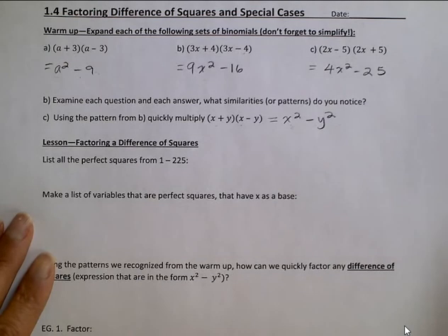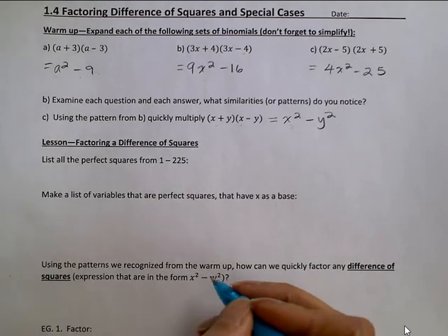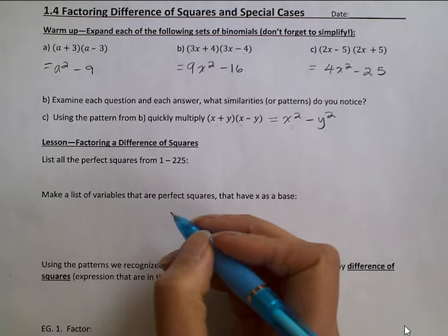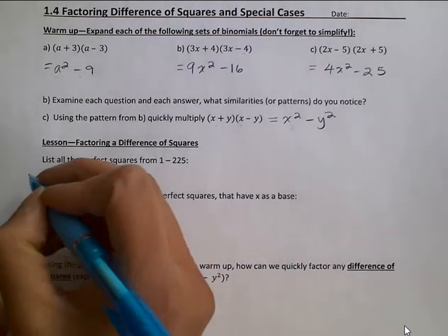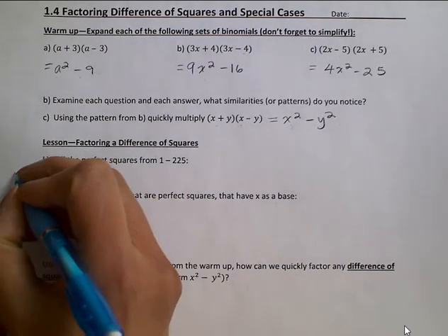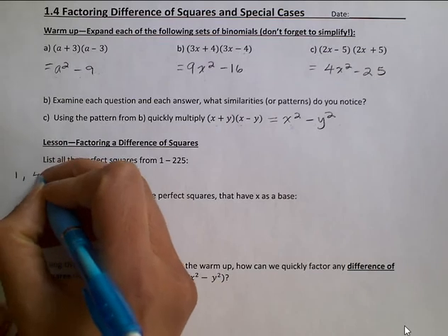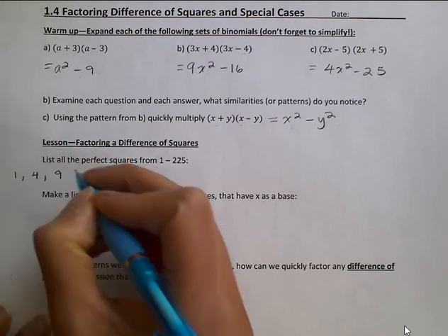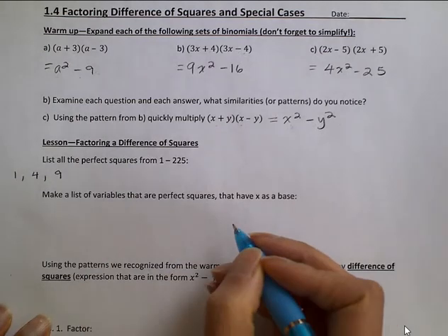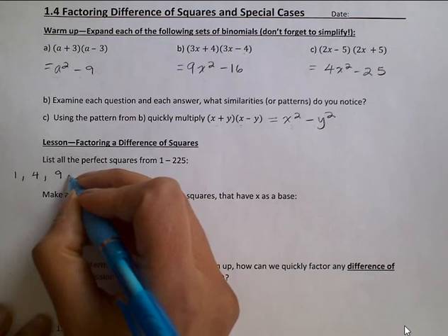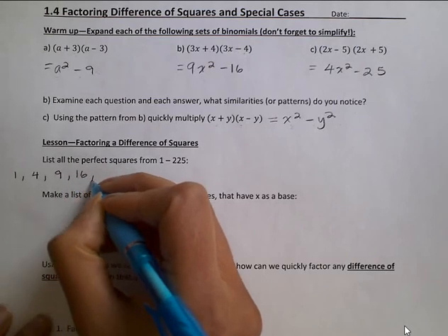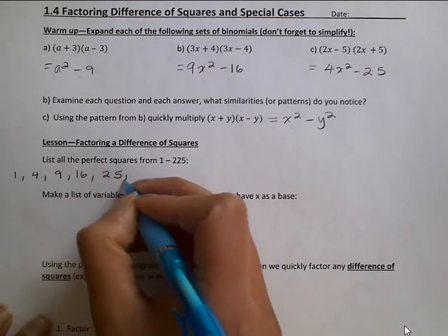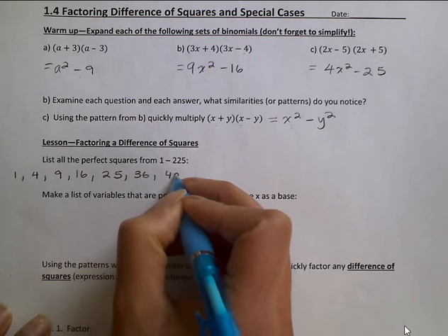So we're going to list all perfect squares from 1 to 225. So 1 squared is 1, 2 squared is 4, 3 squared is 9. Okay, pause the video and keep going, and then resume. Now we're on 4 squared, which is 16, and then I'm going to keep going. So you should have had the numbers 25, 36, 49.